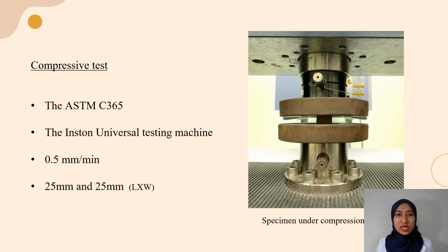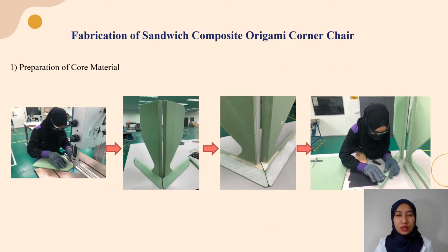The ASTM C365 standard test method was used to compress the specimen. The specimen was compressed with a crosshead speed based on the ASTM C365 standard, which is 0.5 mm per minute until failure. The sample dimension is 25 mm by 25 mm.